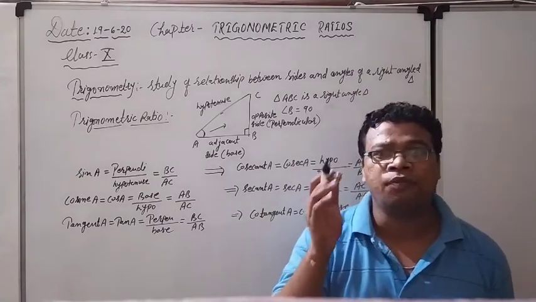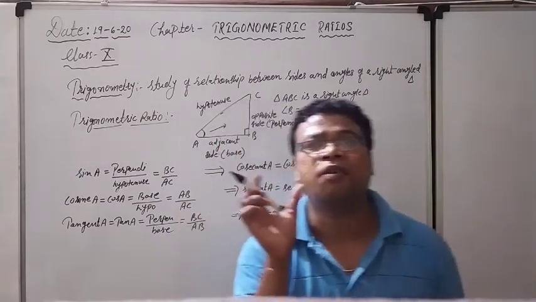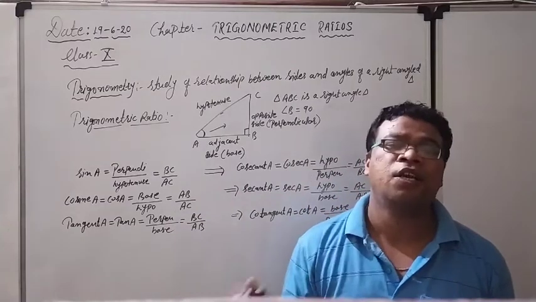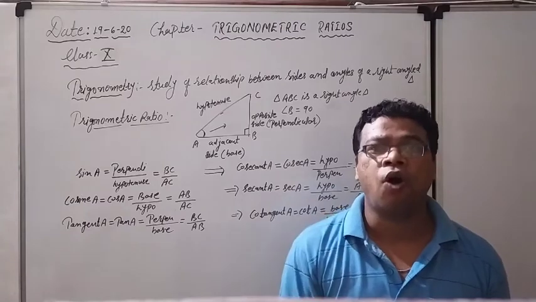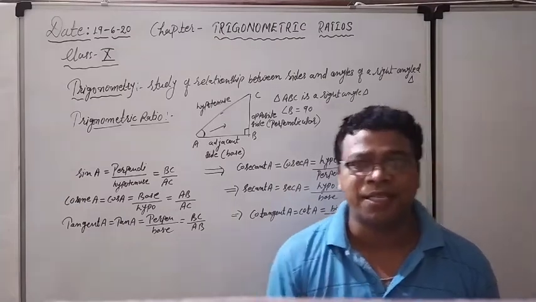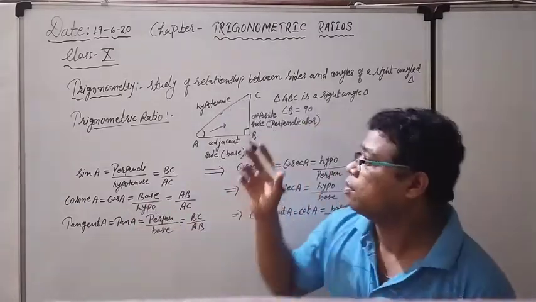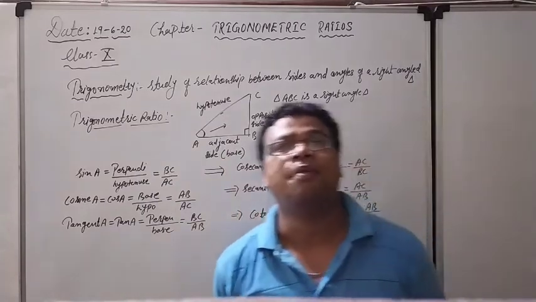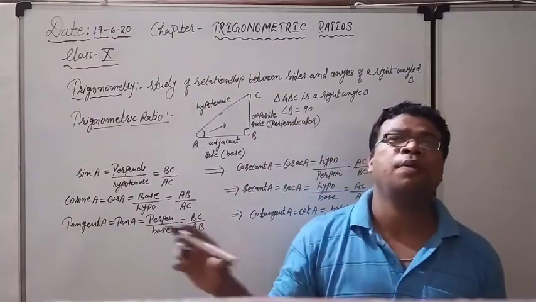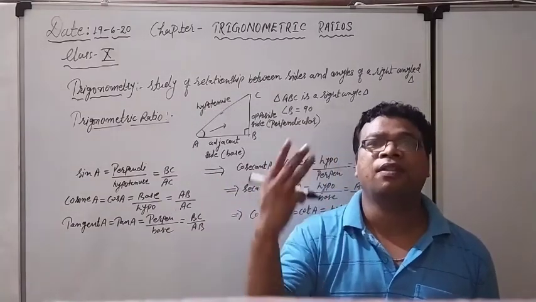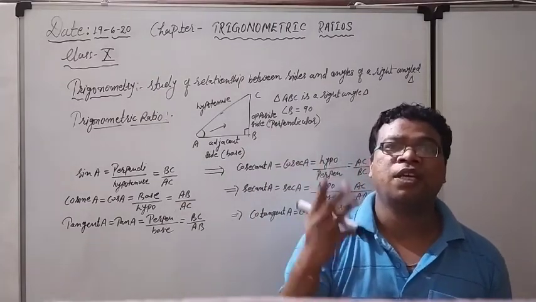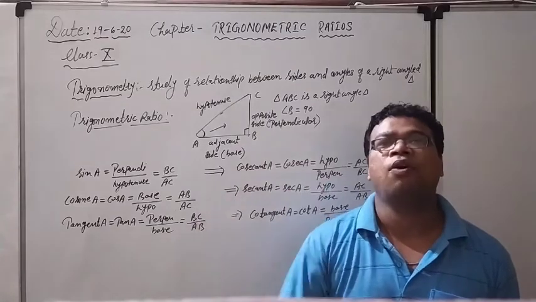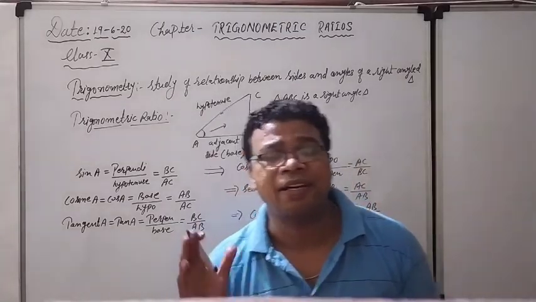When you break down the word trigonometry into three parts, it gives you tri. What is the meaning of tri here? 3. After that, gon. What is the meaning of gon here? Sides. And after that, metry. What is the meaning of metry here? Measurement. So what is the whole meaning? Tri means 3, gon means side, and metry means measurement. So it is the measurement of 3 sides, and that's why we always have to consider the right angle triangle.